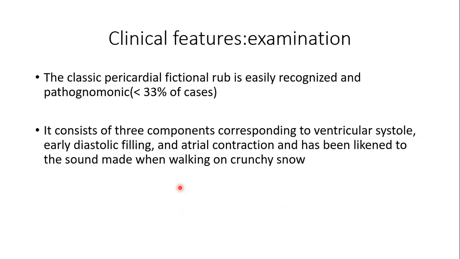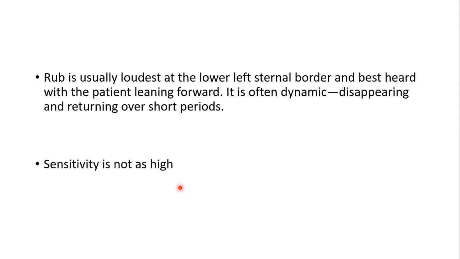For the examination, the classical pericardial frictional rub is easily recognized, and it's said to be pathognomonic of acute pericarditis, though it is found in only about 33% of patients. The pericardial rub consists of 3 components, which can be heard during ventricular systole, early diastolic filling, and atrial contraction. The way it sounds is likened to the sound made when walking on crunchy snow. Though I haven't walked on snow before, so I'm not too sure what they're talking about, but at least that's from learning from our teachers. The rub is usually loudest at the lower left sternal border and best heard when the patient leans forward.